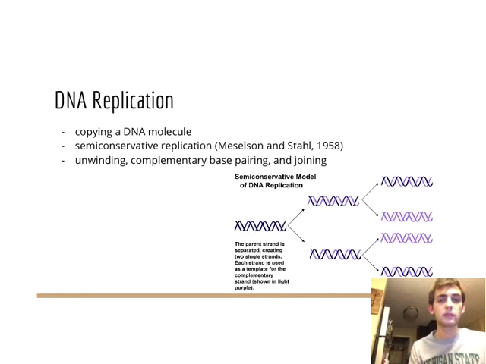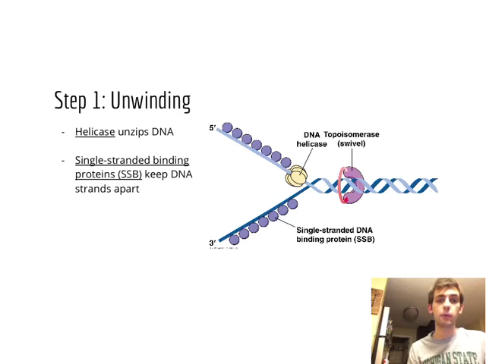If you don't remember what that means, go back to the last video and watch that section. And it can be broken down into 3 main steps. You have the unwinding of the DNA molecule, you have the complementary base pairing, and then you have the joining of some different segments of DNA. So let's break down step 1 here, the unwinding.